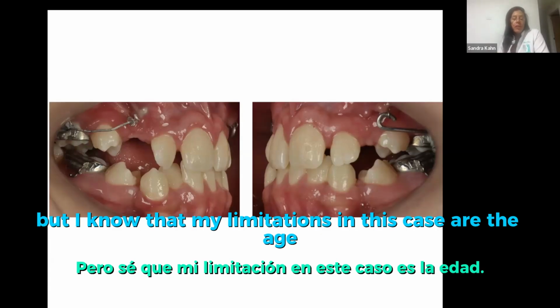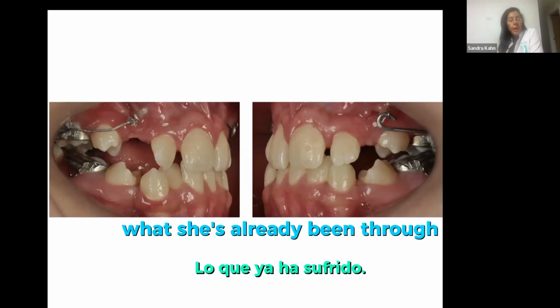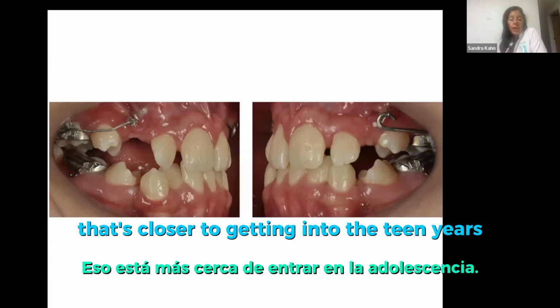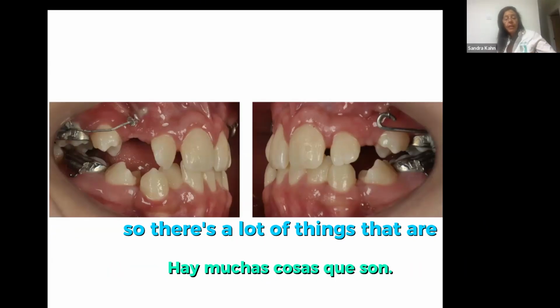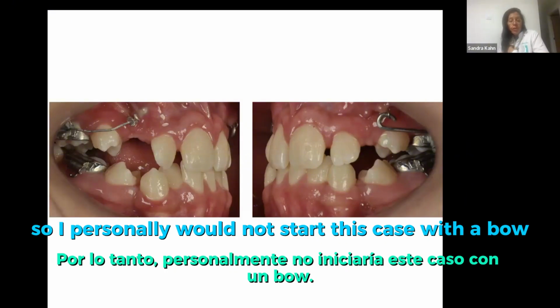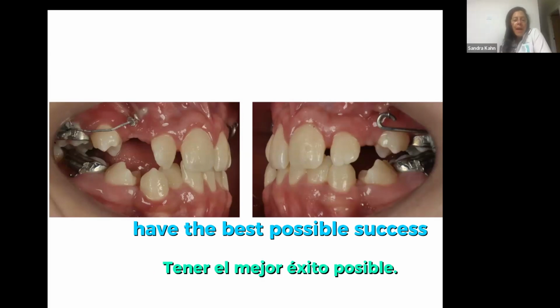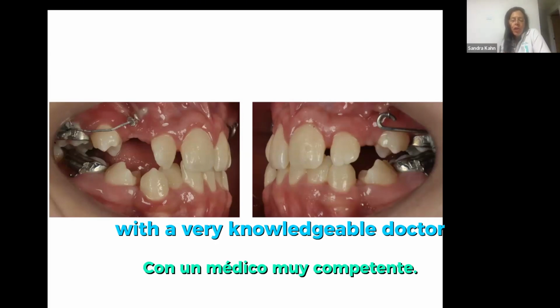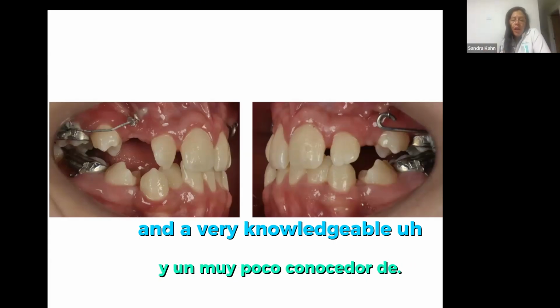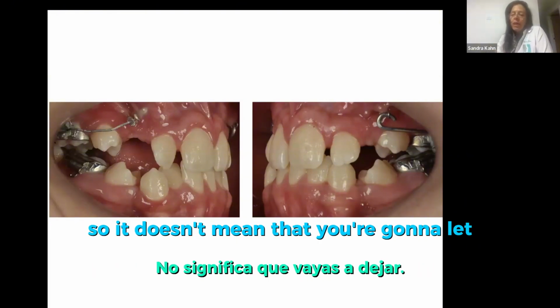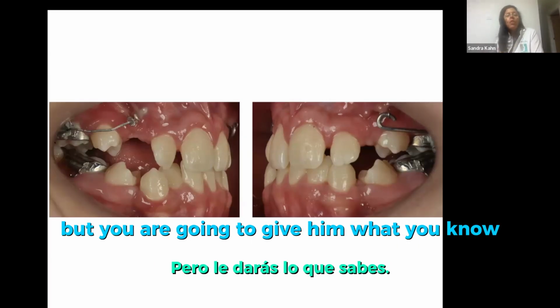But I know that my limitations in this case are the age, what she's already been through, and the emotional part of an 11-year-old girl who is closer to getting into the teen years. So there are a lot of red flags in this case. I personally would not start this case with a bow. I would prepare this case for maxillofacial surgery. I would help this patient have the best possible success with a very knowledgeable doctor and surgeon that I would guide to give this patient what I think she needs. It doesn't mean you're going to leave this patient out to dry, but you are going to give them what you know you can deliver.